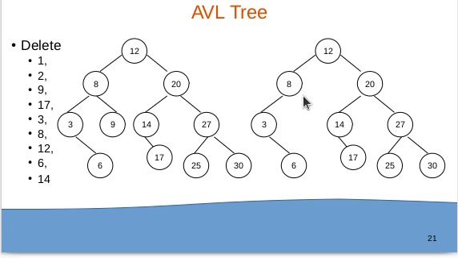Now we want to delete 9. This is after deleting 9. When deleting 9, we have a balancing factor of this as 2, that is 2 minus 0. So we have to rebalance it. So it is a left right rotation. So we first do a left rotation. So 6 will be here, 3 will be here, then 6 will be here, 8 will be the right child, and 3 will be the left child.